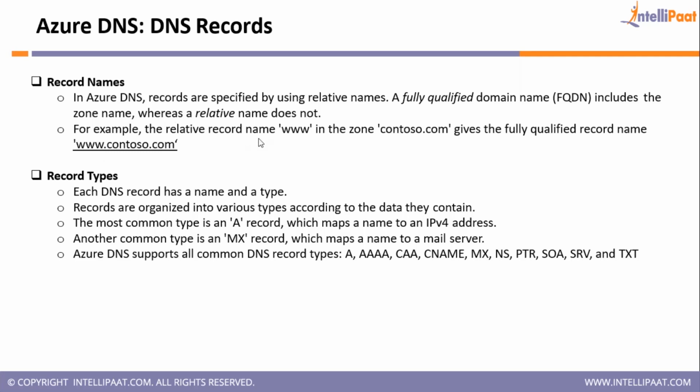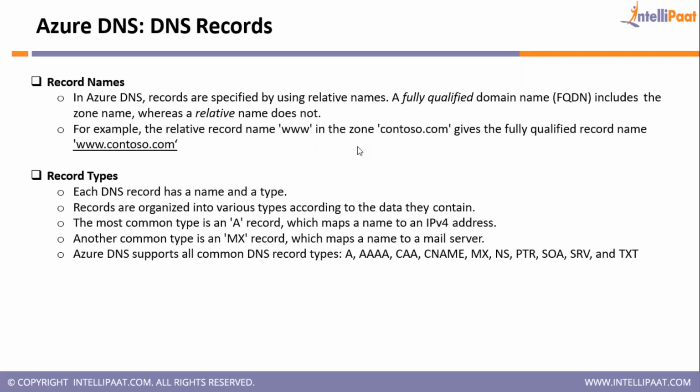So this is just an overview of how you actually name your records. If you want a name for your website, you will create a www record, and its relative name will be www, and the FQDN will have the entire DNS zone integrated with it.